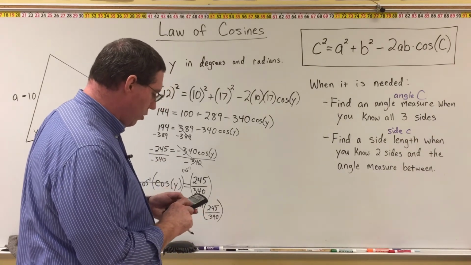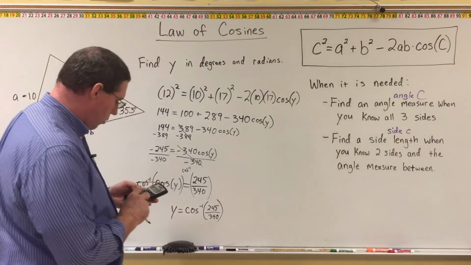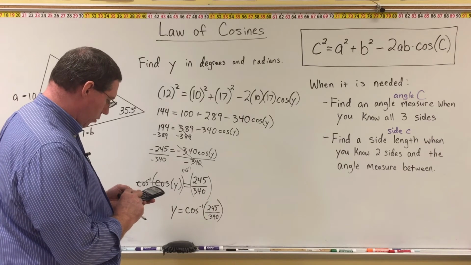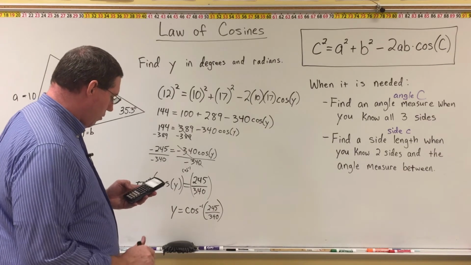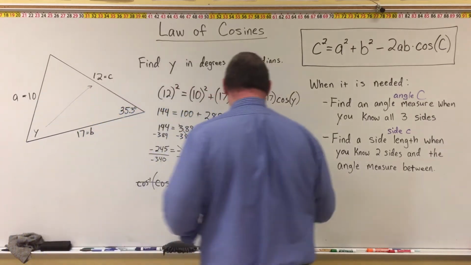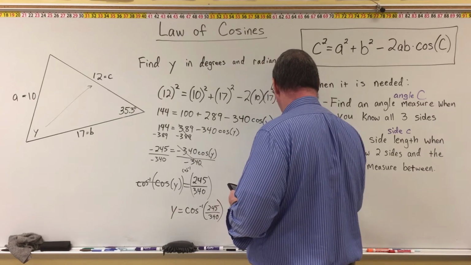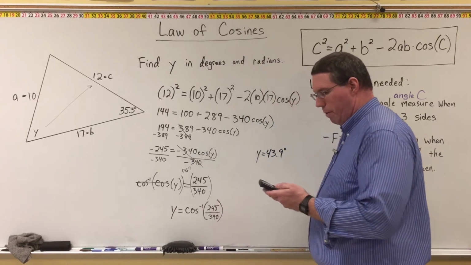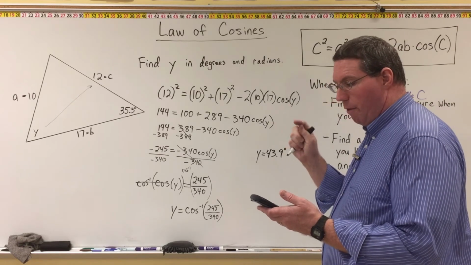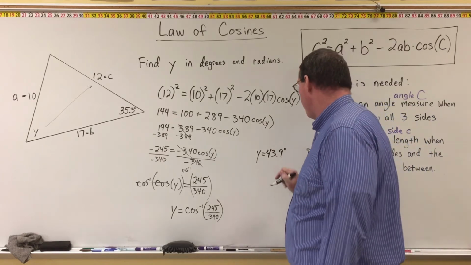So I'm going to set it to degrees, DRG, then hit deg for degrees. And now I'm going to do cosine inverse of 245 divided by 340. And the answer we get is 43.9 degrees, rounded. So y is equal to 43.9 degrees. It's actually 43.8969, but if we round to the first decimal place, the 0.89 becomes 0.9. Okay? All right, so 43.9 degrees.